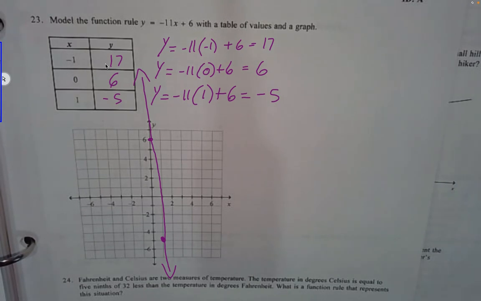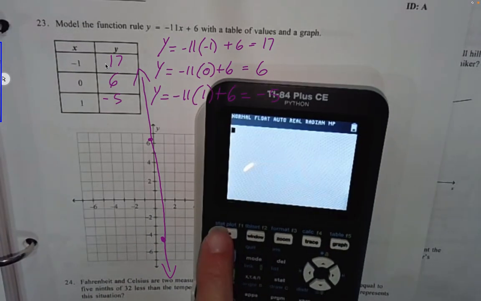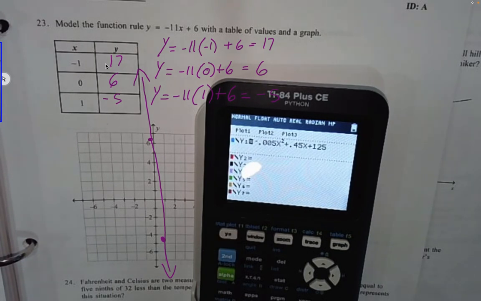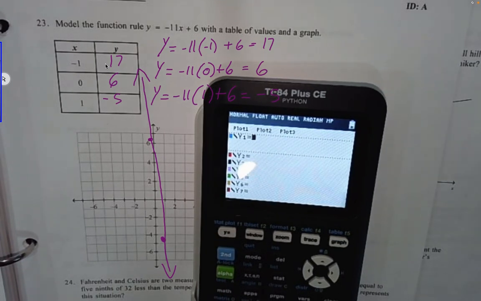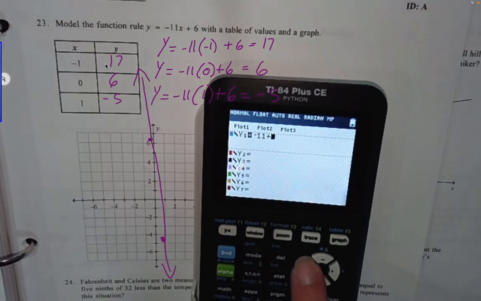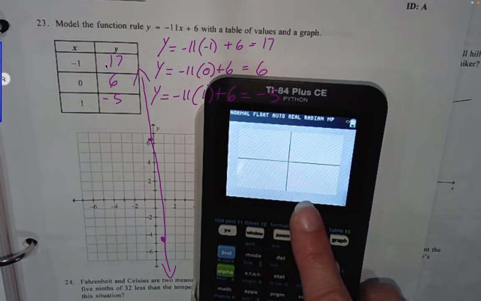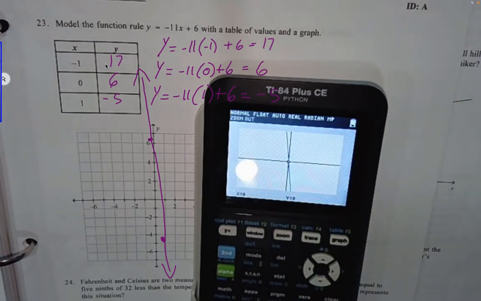Do I need to show anybody? Yes. If you had a calculator, you would just go to y equals, so that's at the top left, and you would type in negative 11x plus 6. Okay, and you're going to press graph. I'm going to have to change my graph, but all you have to do is press, and there it is.